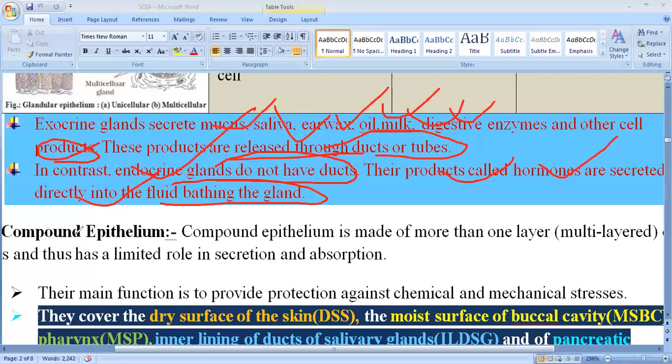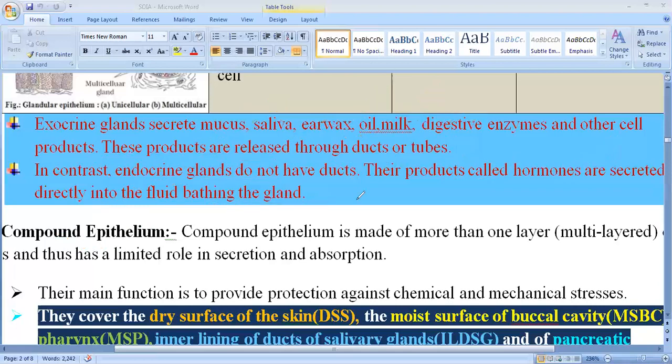Now the second type of epithelial tissue is known as the compound epithelial tissue. This compound epithelial tissue is also known as the stratified epithelium. Why are we saying stratified? Because it has more than 2 to 3 layers. It means compound epithelium is made up of more than one layer, multi-layered.